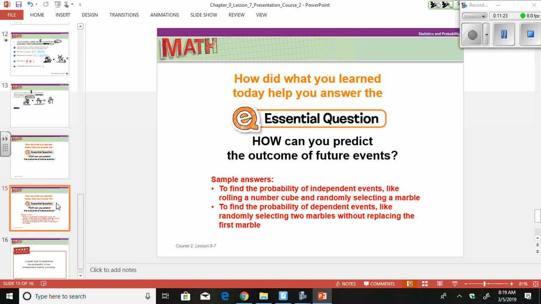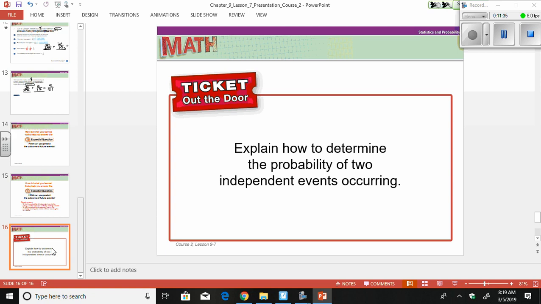So today we need to define the probability of independent events, like rolling a number cube and randomly selecting a marble, and find the probability of dependent events, like randomly selecting 2 marbles without replacing the first one. So explain how to determine the probability of 2 independent events occurring.